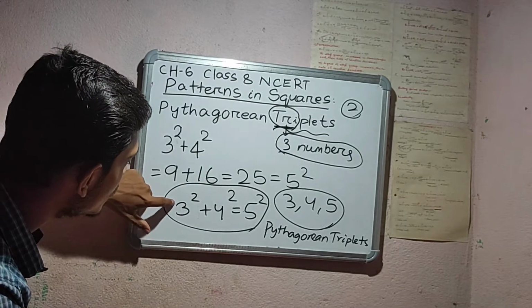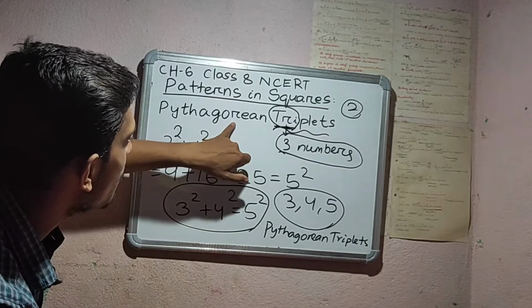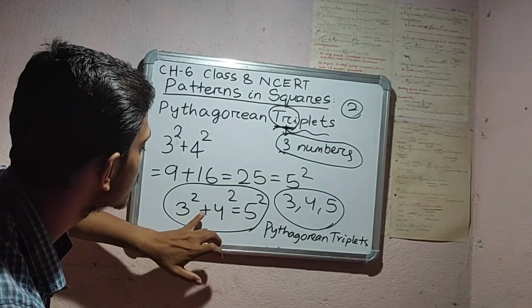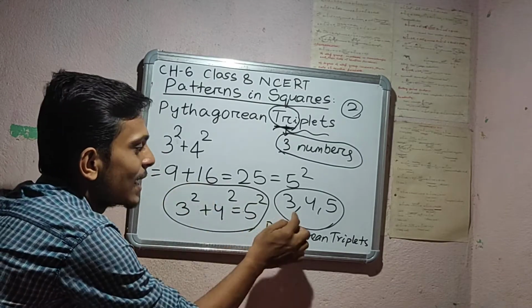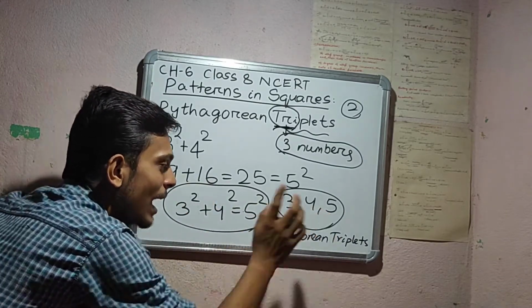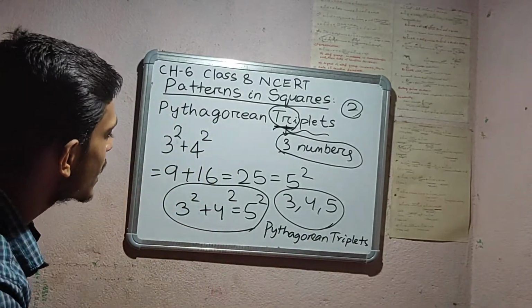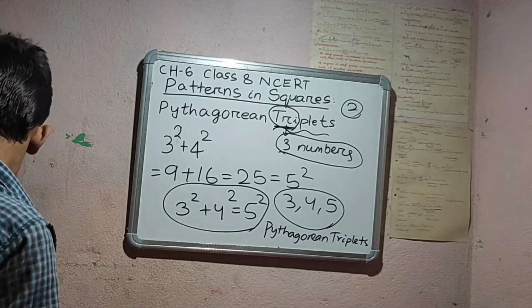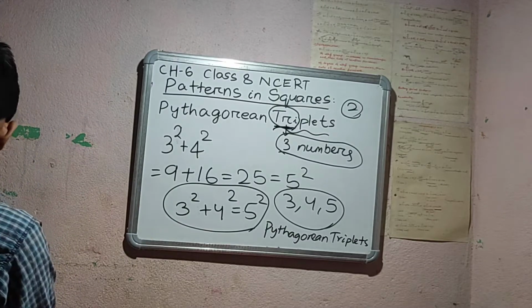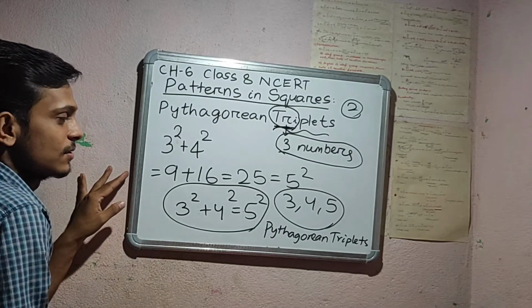If this rule is obeyed, it is called a Pythagorean triplet, because this is the square rule for Pythagorean triplets. So 3, 4 and 5 form a Pythagorean triplet. There are many Pythagorean triplets that obey this rule.